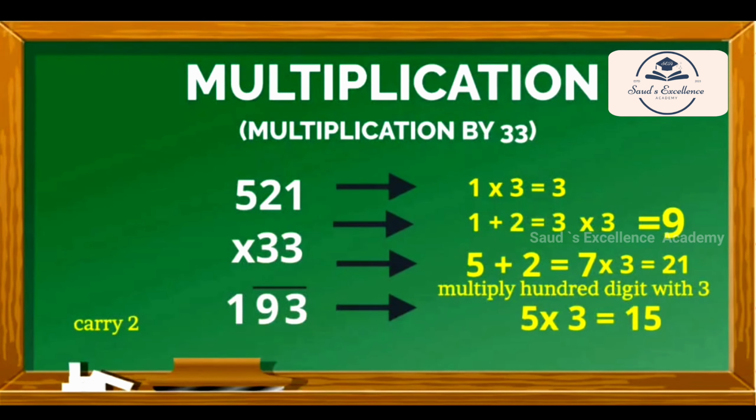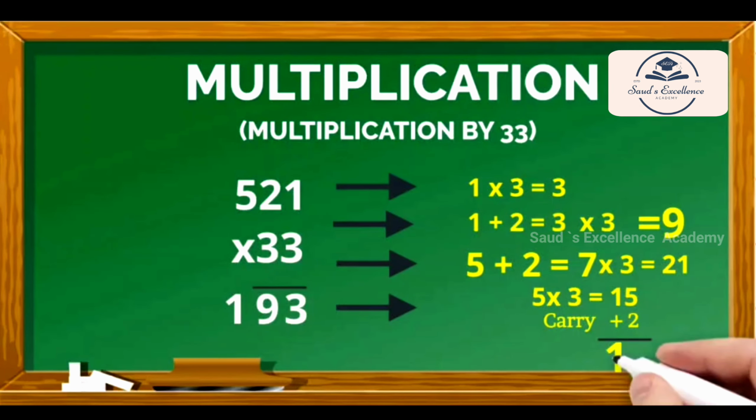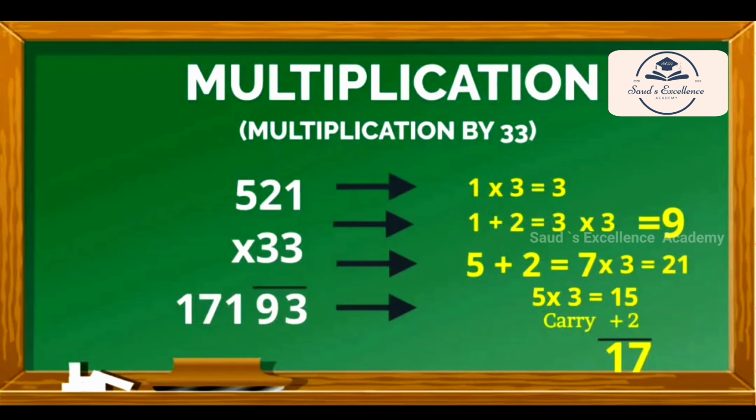Multiply hundred digit 5 with 3, get 15. Add, we carry plus 2 and get 17. We write 17. Our final answer is 17,193.